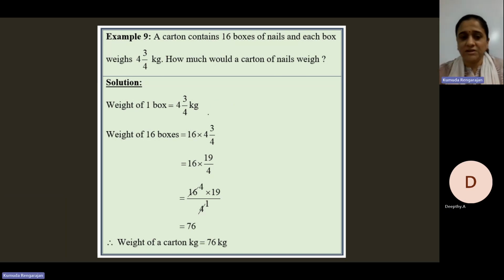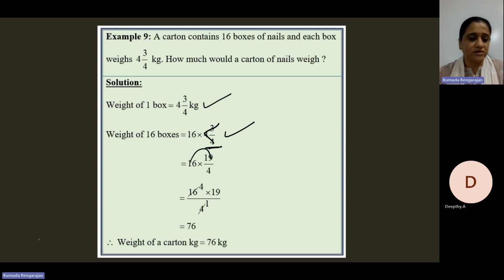Okay, so these are the statements. Weight of one box; weight of 16 boxes will be 16 into 4 3/4. Now 16 into, convert this mixed fraction to an improper fraction. We know how to do that, right? 4 fours are 16, 16 plus 3, 19, 19/4.